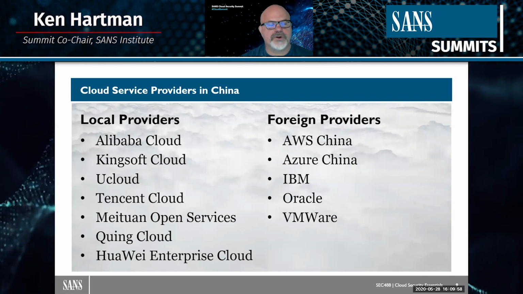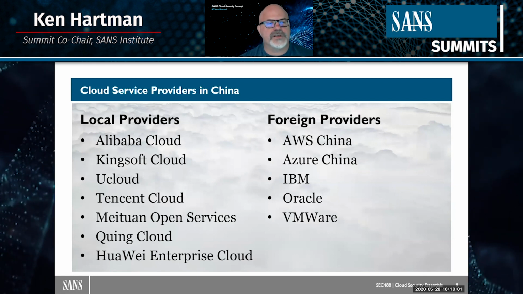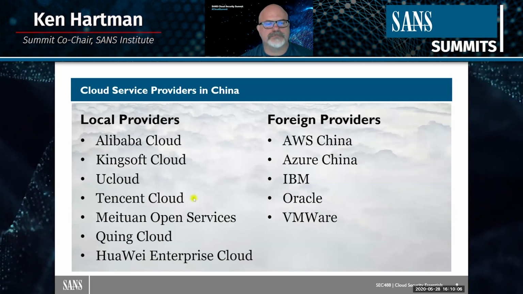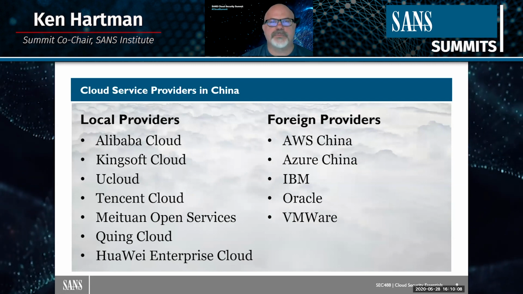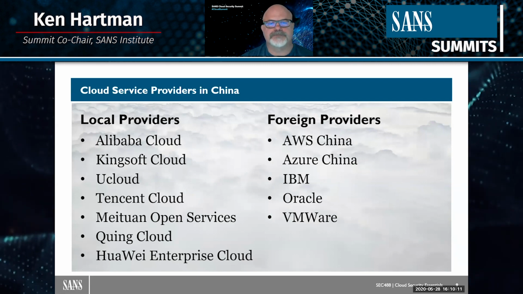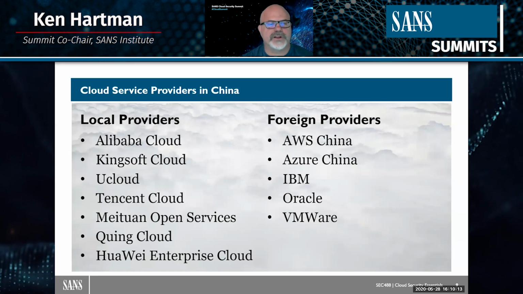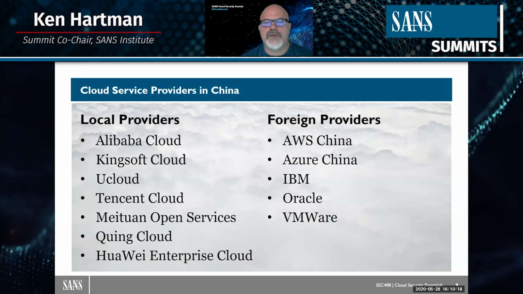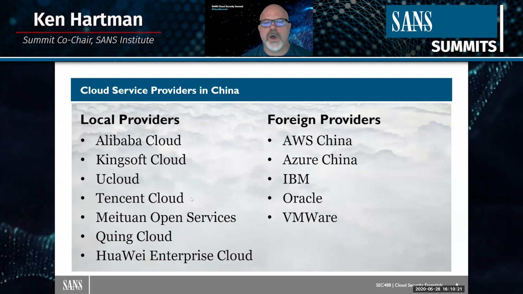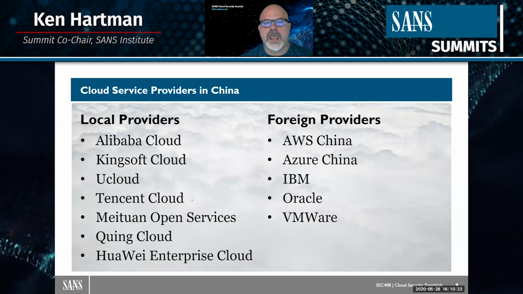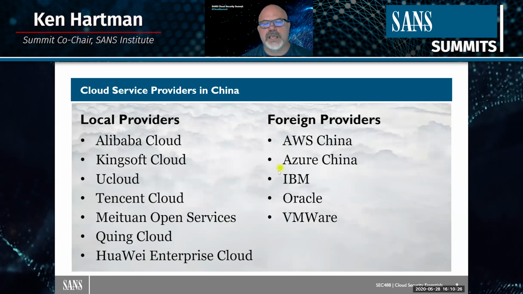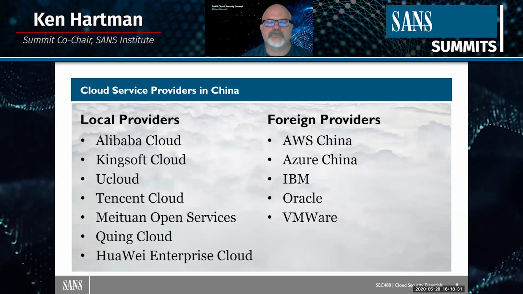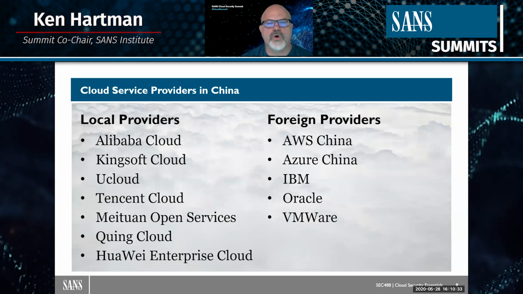Now, here is a list of some of the cloud service providers in China: Alibaba, Kingsoft, Ucloud, Tencent. Now, you're probably familiar with Tencent because they are the creators of the very popular app called WeChat, which is probably every bit as popular as Slack or any one of our favorite instant messaging platforms here in the US. There are foreign providers that operate in China, AWS and Azure for certain. And I have market share numbers that I'll show you next. And then IBM and Oracle and VMware, they have a presence, but it's a very low percentage.